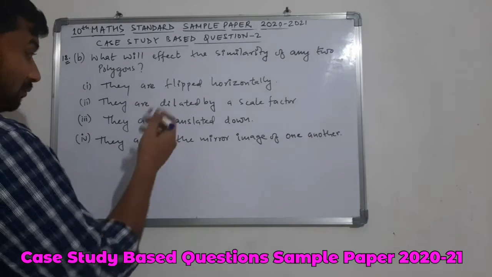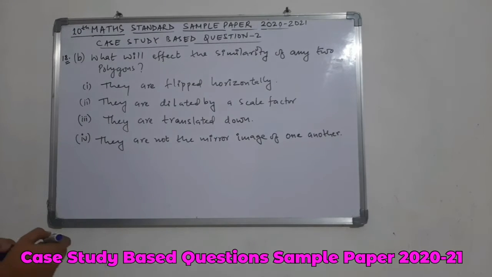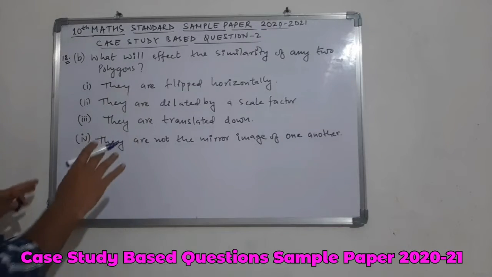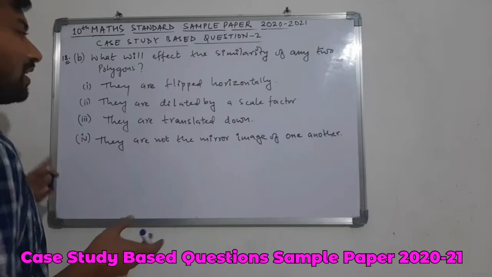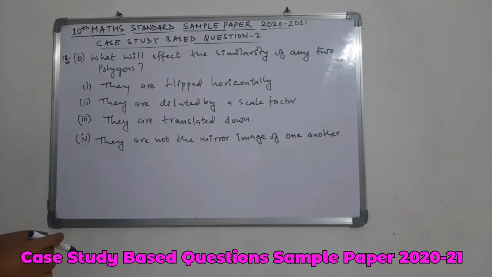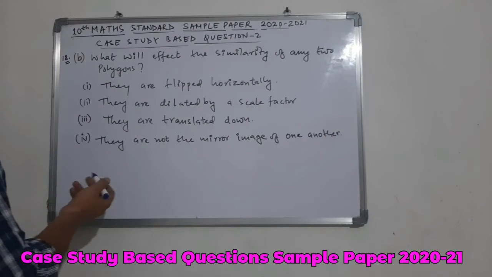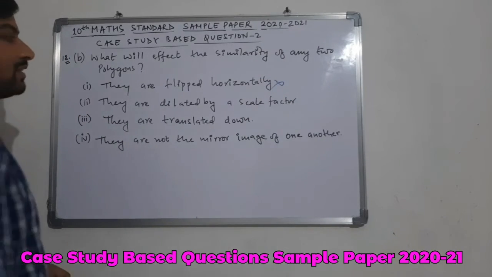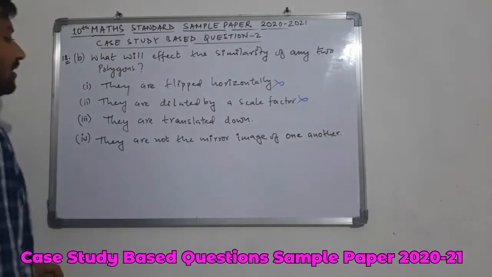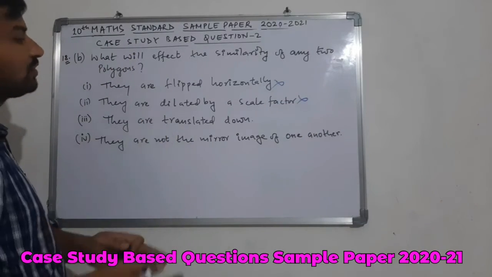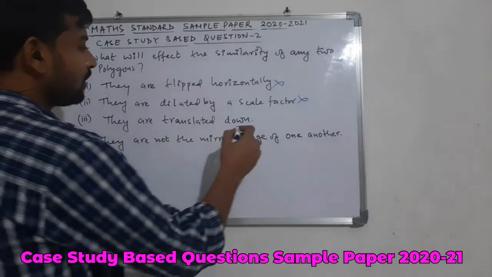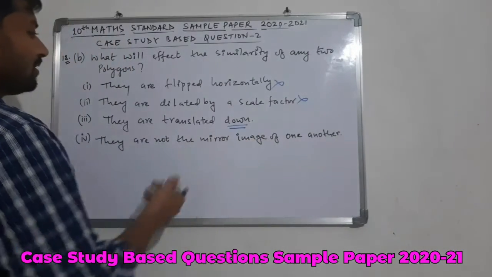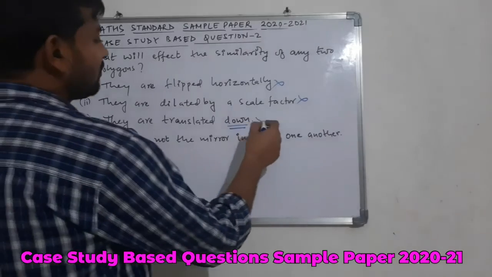We have discussed these points in the description given in the question, that if we flip any polygon, then it will be similar to the previous one. So this is not the correct option. There will be no change in the similarity. The triangles, or whatever polygon we are considering here, will be similar. So this is not the correct option. They are dilated by a scale factor, means if we change the scale factor, again they will be similar. Third, they are translated down. If we change the position, if we shift them up or down, then there is no change. Here we have the translation to down, so it is not here.